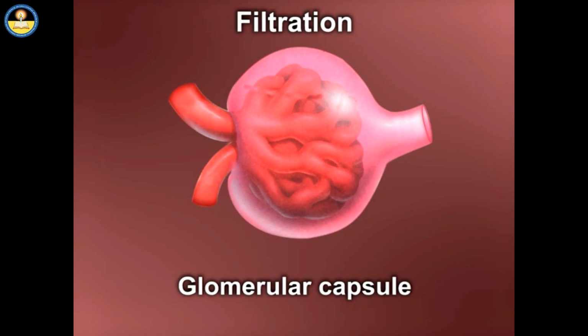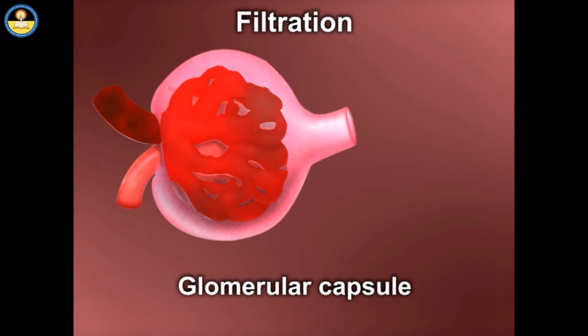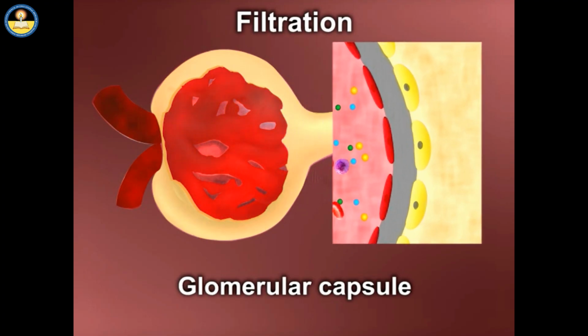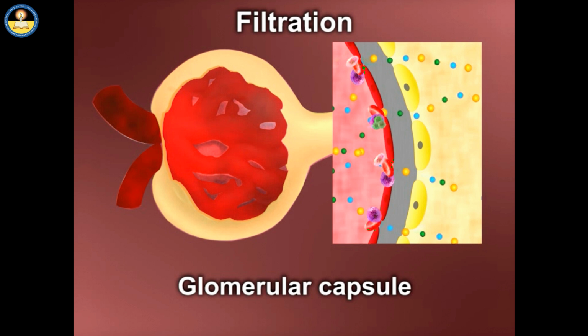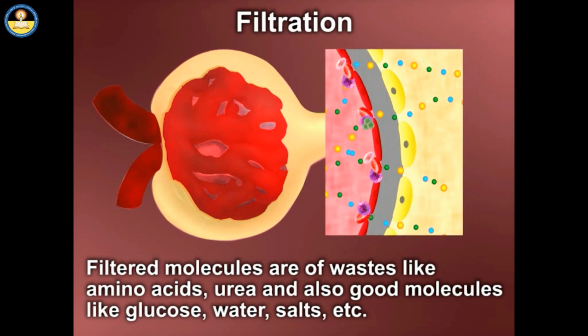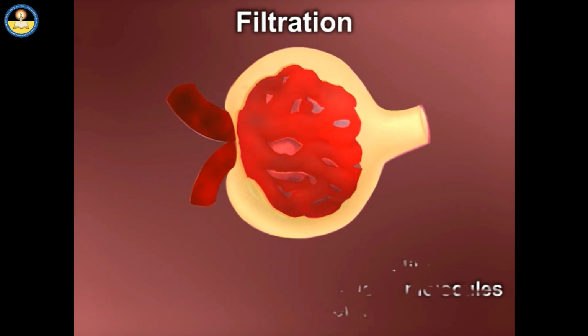All the molecules which are small enough are filtered out of the blood. Large molecules and blood cells remain in the blood because they are too large to be filtered out. Filtered molecules can be waste, like amino acids and urea, and also good molecules like glucose, water, salts, etc.